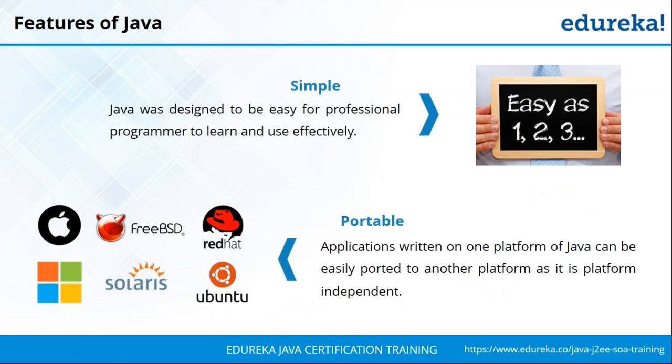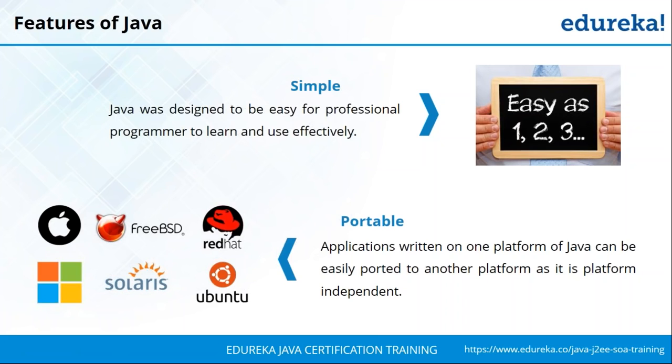So the first feature that we'll be discussing is that Java is simple. So when we say Java is simple, it basically means that anyone can learn Java, and it is very easy for programmers to use it and make their code highly efficient as compared to other programming languages. Now after that, you have portability. So I've already discussed the same with you at the start. Your Java application, once it is written, can be executed anywhere.